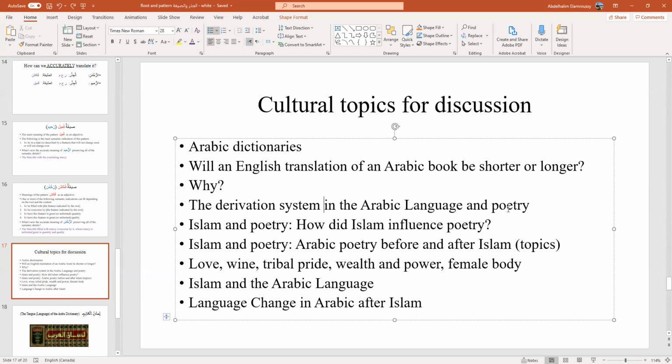The best answer that I got actually from one of my students when I asked this question was that he said it will be actually the perfect tool for poetry, and this is the case indeed. And so let me tell you, the peak, the golden age of Arabic poetry was in the pre-Islamic era. So how did Islam influence poetry? Definitely Islam had a negative influence on poetry. I'll tell you why in a second.